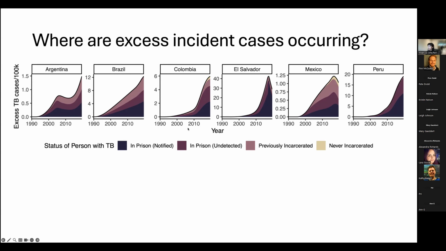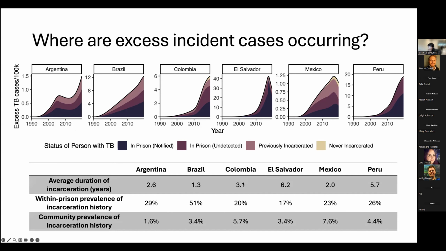And you can see that there's quite a bit of variability in the distribution of excess cases in each country. I'll just remind you that this can be largely explained by the heterogeneity in incarceration dynamics across countries. For example, in El Salvador and Peru, if you remember, those two countries had the longest average duration of incarceration. And that's likely why our model predicts that most prison-acquired infections will actually progress to disease during incarceration, while individuals are still in prison, even though a fraction of them may not be diagnosed until after this.